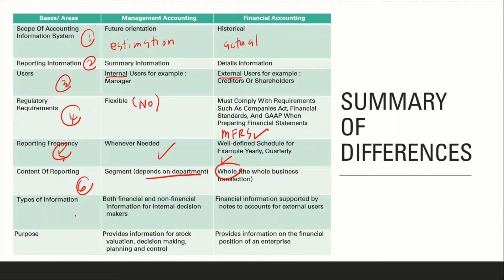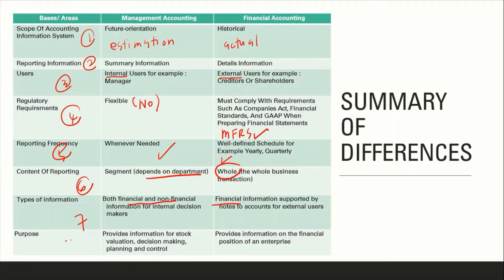The seventh is types of information, both financial and non-financial information for internal decision making. So they can use both numbers or information in words for their statement. While for financial accounting, financial information supported by notes to account for external users. Mostly numbers values are shown in the statement. Okay, different. One is used both.